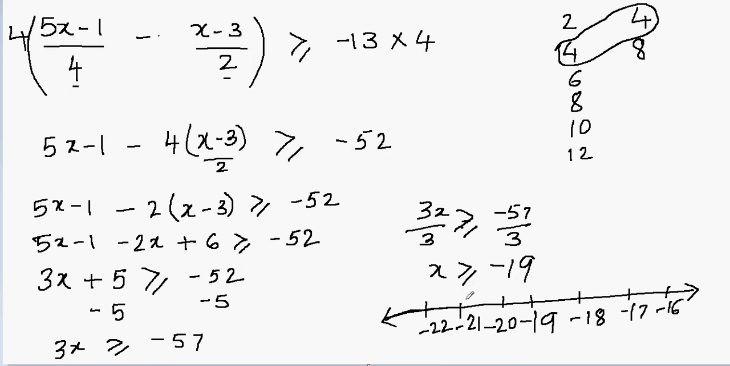Now, you can see that I have an equal sign and then greater. That means the value of x is either greater than negative 19 or equal to negative 19. That means it includes the value negative 19. So, we will have a closed circle on negative 19, since it says that x is greater than or equal to negative 19.